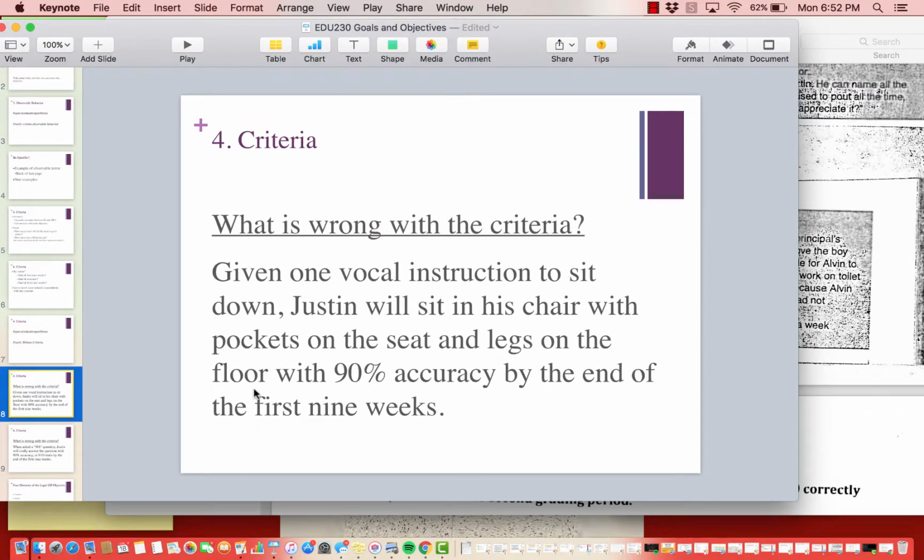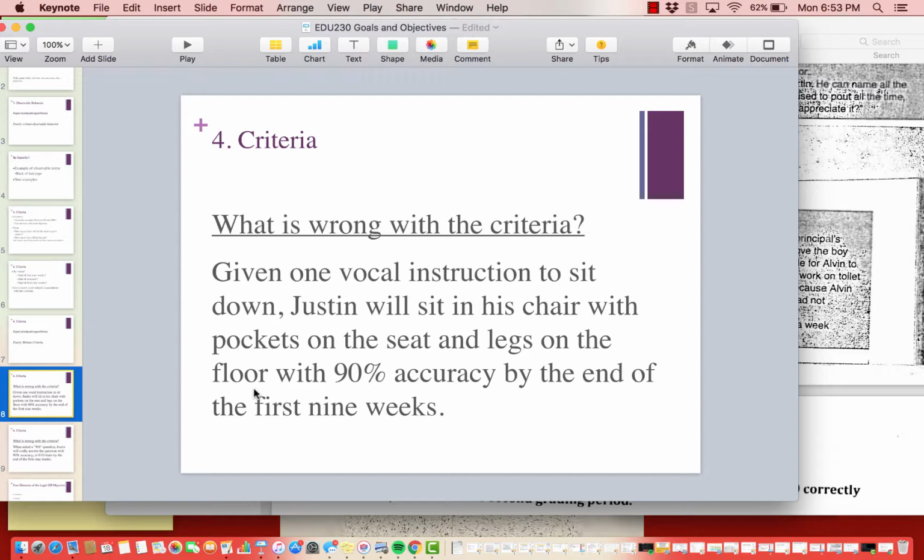Some more examples I want to share just to make sure it's somewhat clear. So what is wrong with this criteria? Given one vocal instruction to sit down, that's my condition, Justin, that's my student, and my observable behavior, will sit in his chair with pockets on the seat and legs on the floor, and my criteria, with 90% accuracy by the end of the first 9 weeks. So think about that for a second. What is wrong with this criteria?